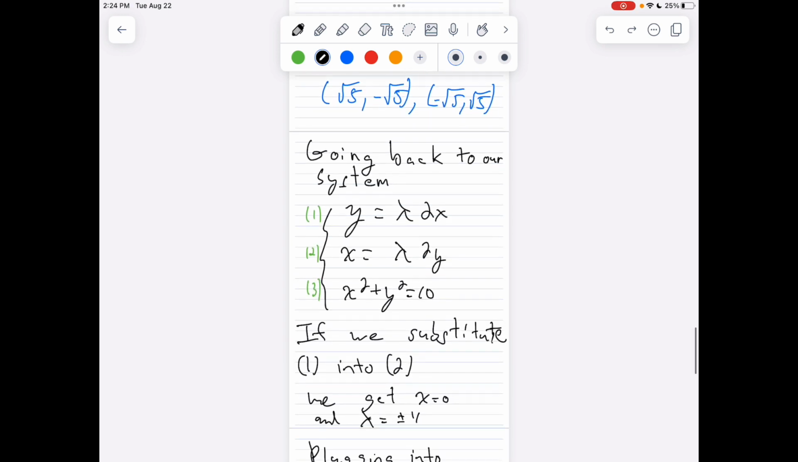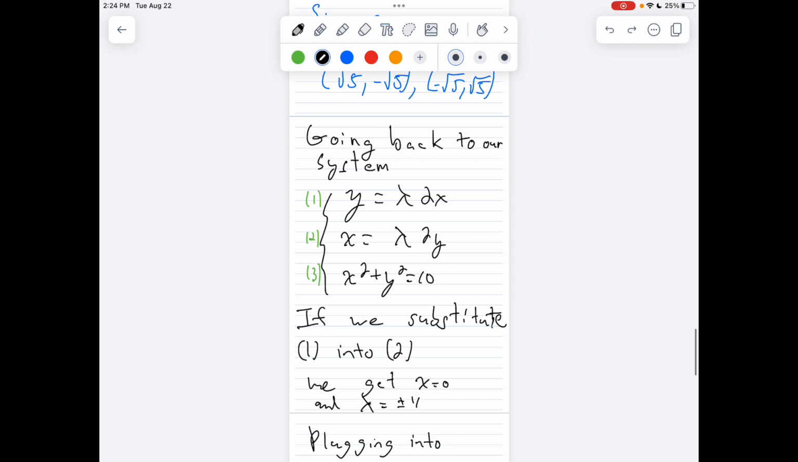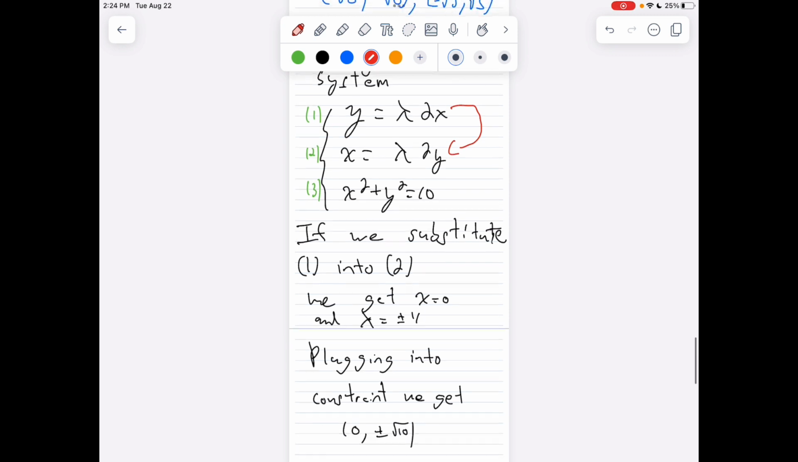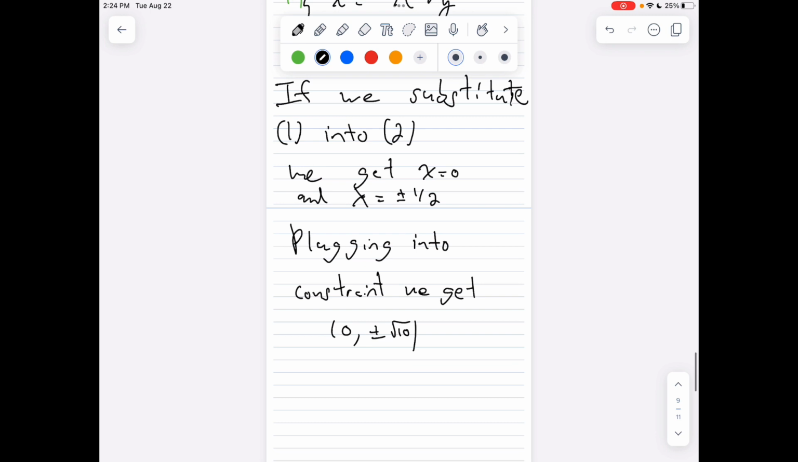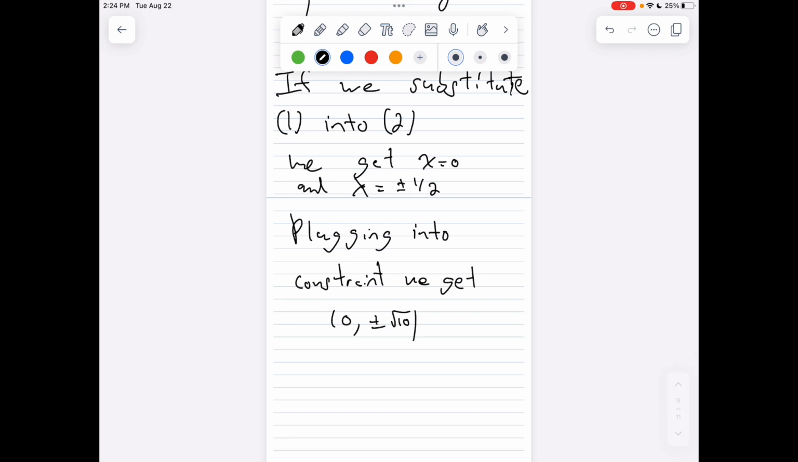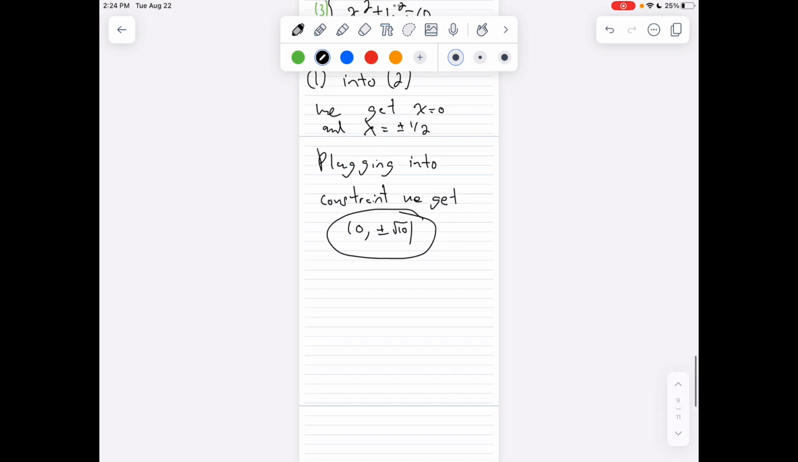The next thing I wanted to say was, if you went back to the system of equations here, you could plug this y equals lambda 2x in for the y in there. If you did, you would get two things. You would get lambda is plus or minus 1/2, and you would get x equals 0. And technically, if you plug x equals 0 into the constraint, you would get 0 comma plus or minus root 10. So technically speaking, it's a point to consider.